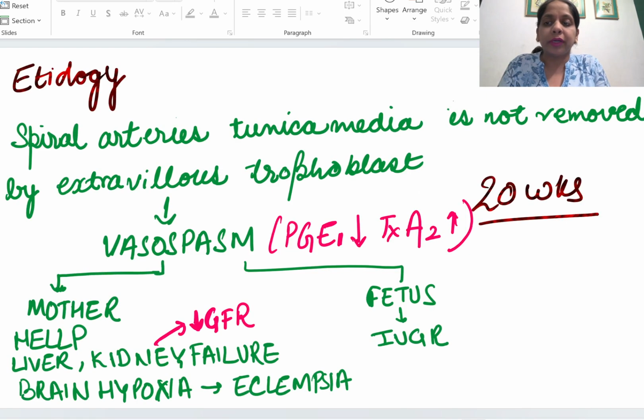Okay, so we start here with etiology of the preeclampsia. What is the etiology? You all know around 20 weeks spiral arteries, the tunica media of the spiral artery is removed by the invasion of extravillous trophoblast. If this invasion does not occur, then preeclampsia occurs, or this invasion is poor.